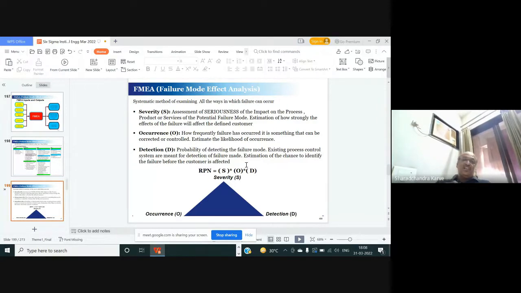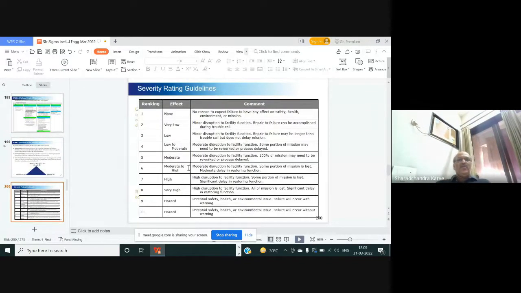The detection scale, the numbering or the marks we give for detection, slightly goes the opposite way. If you are sure about detecting it, you give less, and if you are not sure about detecting it, you give more. That is how the detection scale works. So once we know that, we give a severity rating.